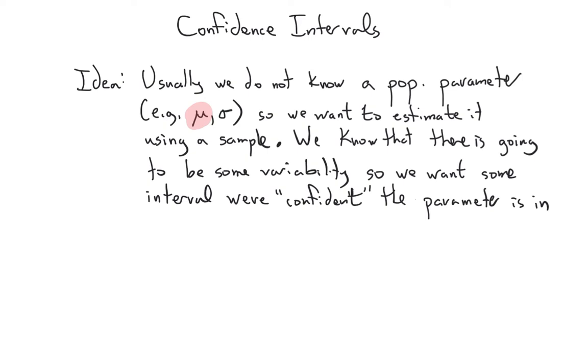So the whole idea is, usually we have a population and we don't really know the shape of the population distribution, or even if we do, we don't know what the mean is. We might know it's normally distributed, or we suspect it is, but we might not know what the mean is. So the idea is, we want to guess it by taking a sample.